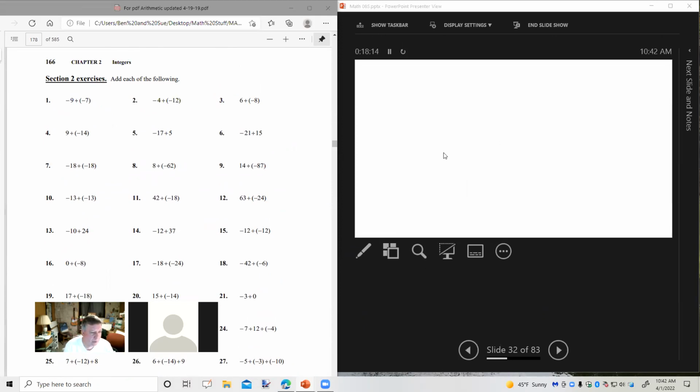So let's take a look at problem number 1 over here on the left. -9 plus -7. We're adding 2 numbers with the same sign. So we'd add their absolute values. The absolute value of -9 is 9. The absolute value of -7 is 7. 9 plus 7 is 16. But then we attach the common sign. So we get -16.